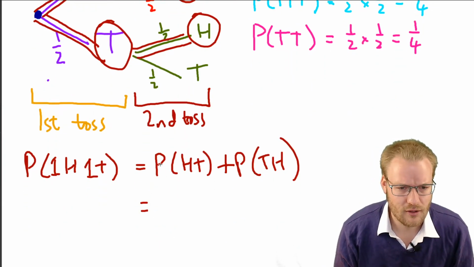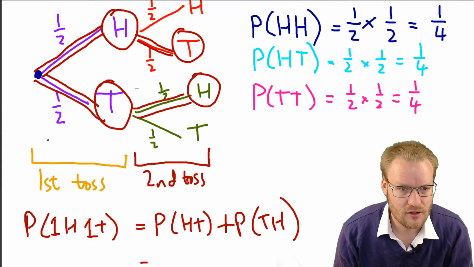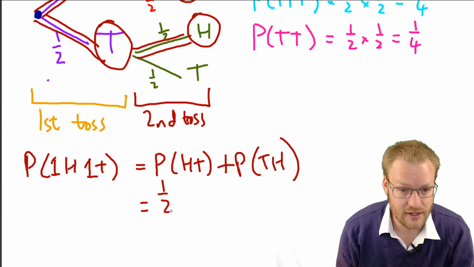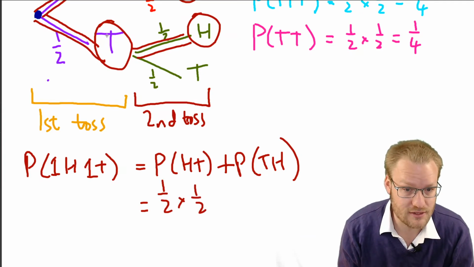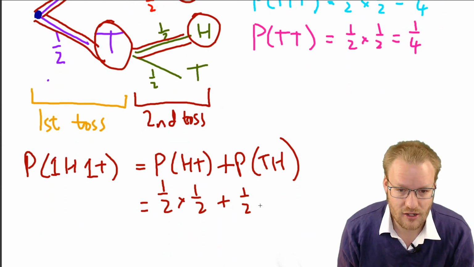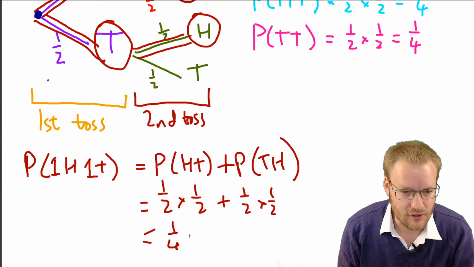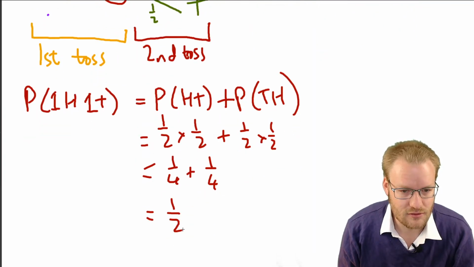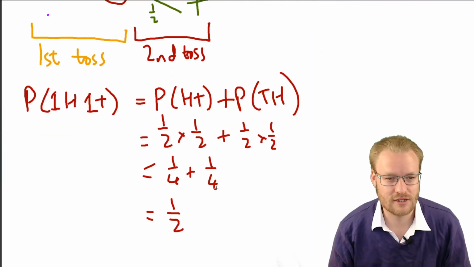Okay, so probability of heads, tails. Heads, tails. A half times a half. And yes, we're showing the step each time. Plus probability of tails, heads, a half times a half. So a half times a half, a quarter, plus a quarter, which is a half. So many halves, it's getting confusing.